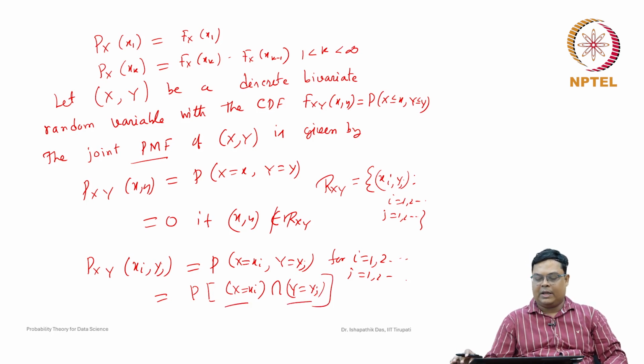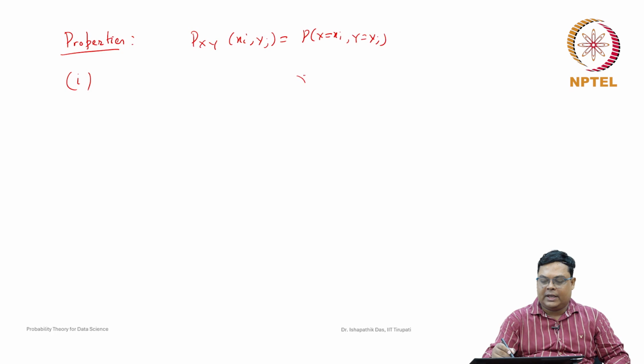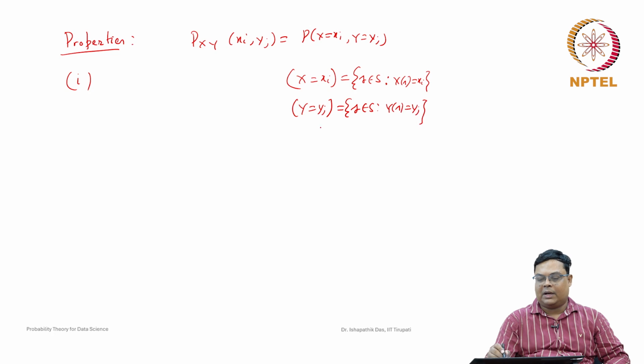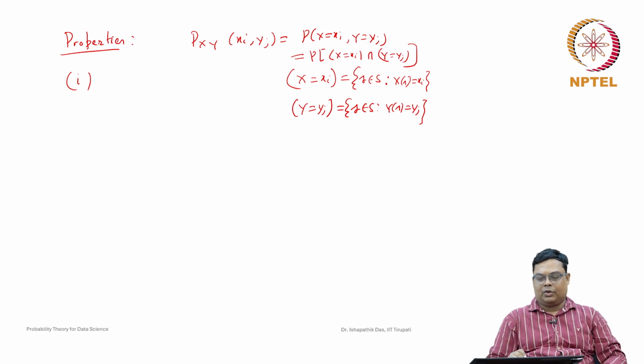X equal to x_i is an event, and Y equal to y_j is also an event. X equal to x_i is the event corresponding to all s belonging to the sample space, because X is a random variable, meaning it is a measurable function from S to R. So, all s satisfying X(s) exactly equal to x_i, and all s belonging to S such that Y(s) is equal to y_j, are events, and if you take the intersection, this is nothing but the probability that X is equal to x_i intersection Y is equal to y_j. So, this is the joint probability mass function.